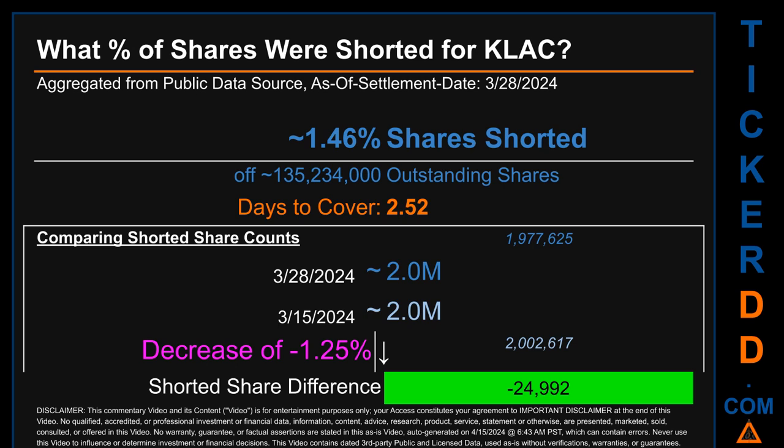Days to cover is 2.52. When I compare the current 2-week period data snapshot against the previous period, ending in settlement date, March 15, 2024, I find that the current snapshot had roughly 25,000 less shares shorted. This means that, compared to the previous snapshot, the current snapshot has a decrease of minus 1.25% of shorted shares.